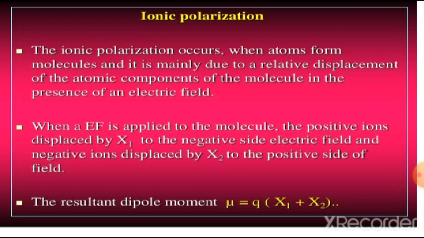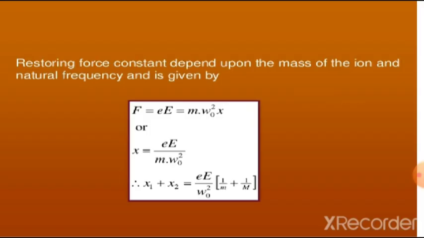When an electric field is applied to a molecule, the positive ions are displaced by x1 toward the negative side of the electric field and the negative ions are displaced by x2 toward the positive side. Then the resultant dipole moment mu is equal to q times (x1 plus x2). The restoring force constant depends upon the mass of the ion and the natural frequency, given by F equals eE equals m omega naught squared times x. Finally, x is equal to eE by m omega naught squared.